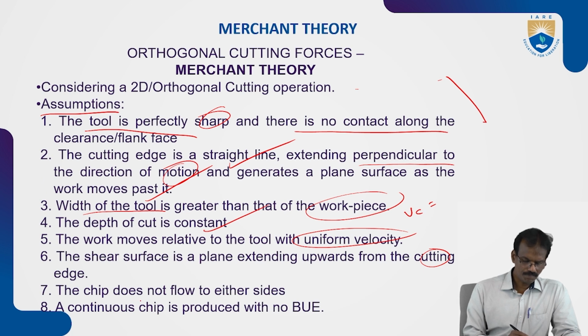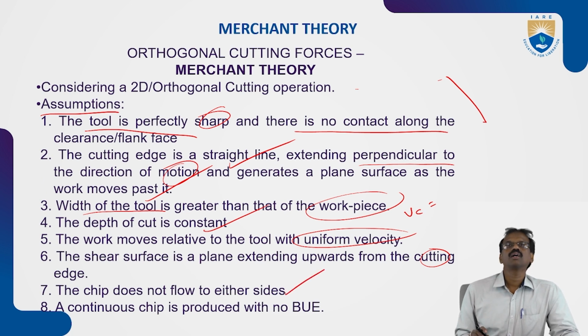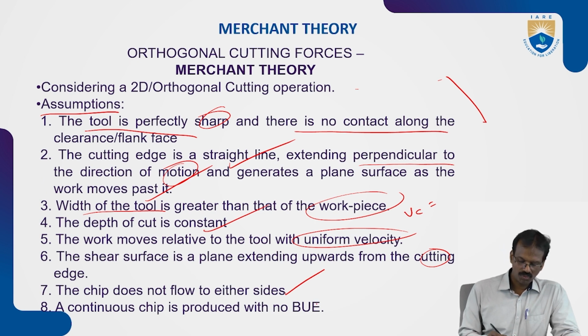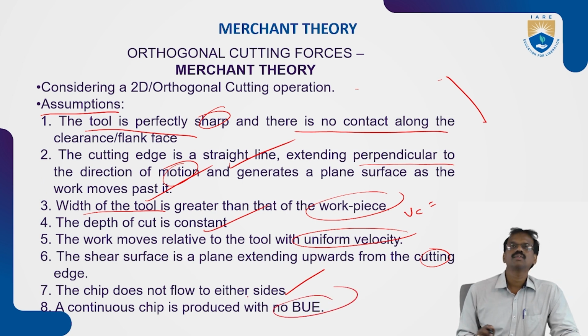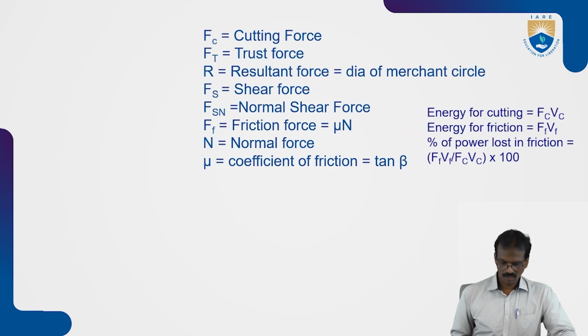Next, the chip does not flow to either side. It flows on the rake face of the tool. Next, a continuous chip is produced without any built-up edges. There are no built-up edges. The continuous chip movement is there. So these are the assumptions.